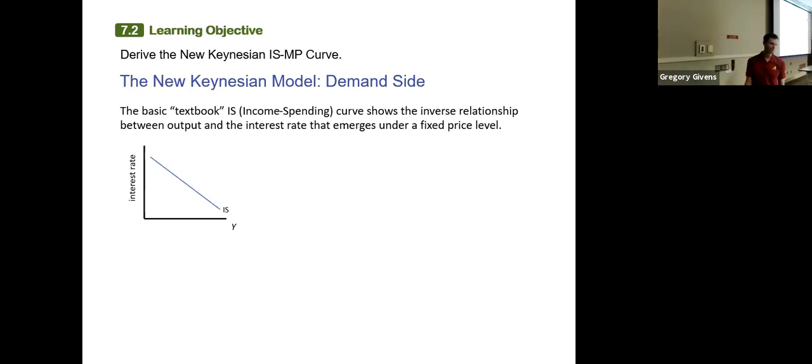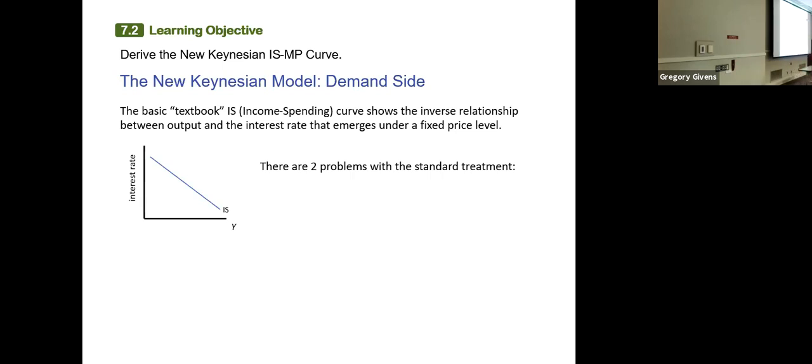Now, you probably went through a derivation of the IS curve in your intermediate macro class. But what I'll tell you is that there are two kinds of problems with this standard textbook treatment of the IS curve. I don't want to trash what you did in intermediate macro or unlearn what you learned, but let me just add on to this.